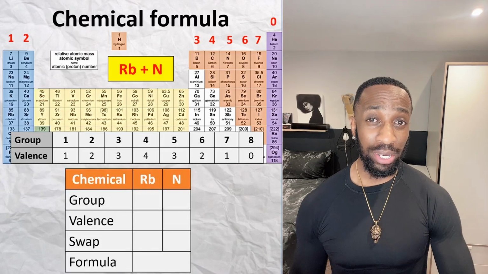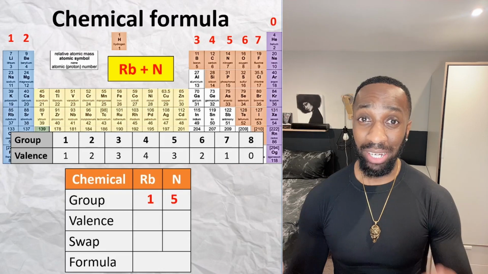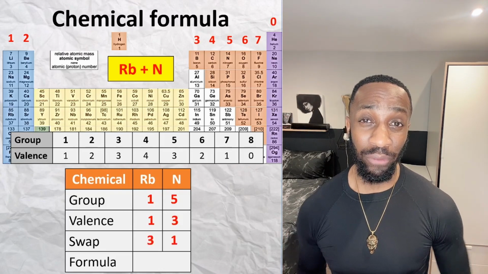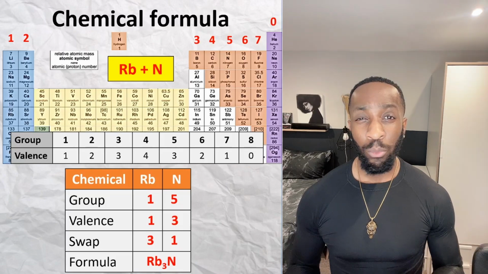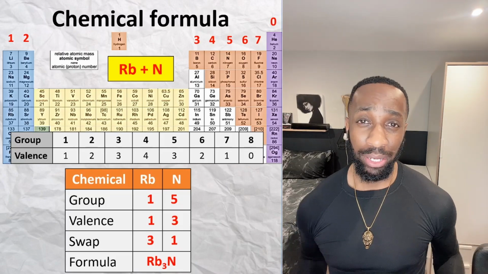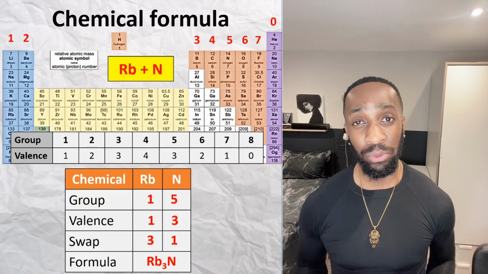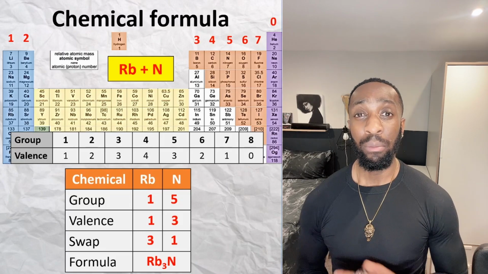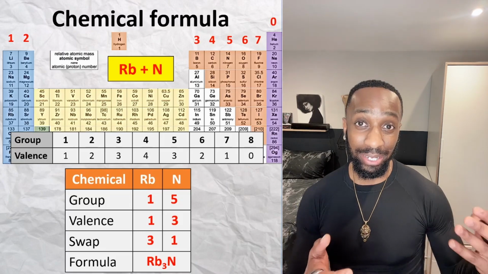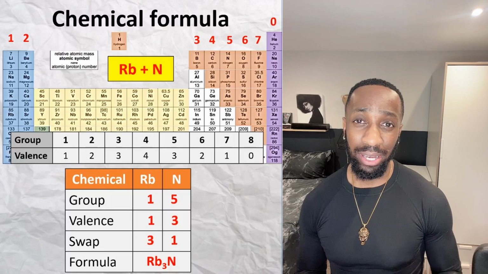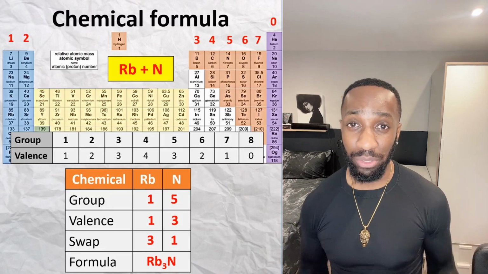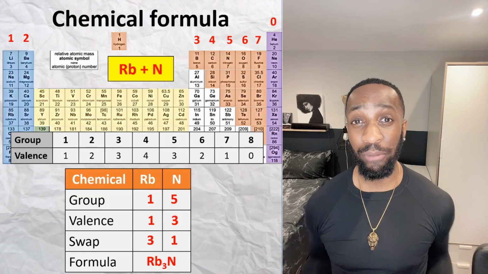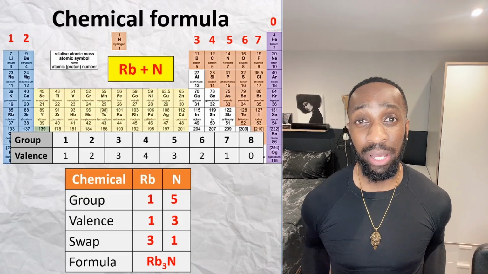Rubidium is in group 1 and nitrogen is in group 5. So their valences respectively are 1 and 3. You swap the valences around, so you've got Rb3N. Whenever you've got a simple ionic compound like this, when you've got one metal and one non-metal, the metal's name stays the same. So rubidium, that stays the same. But the non-metal, you add an ide. You remove some of those letters at the end and you add the ide. Just like when it's oxygen, we call it oxide. And this one, nitrogen, we call it nitride, okay? So the full name of this compound is rubidium nitride.